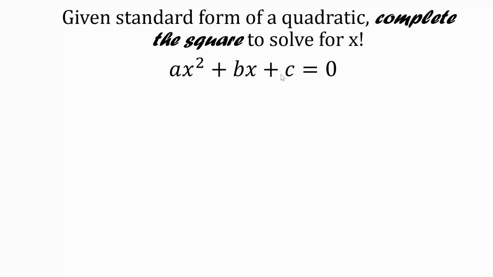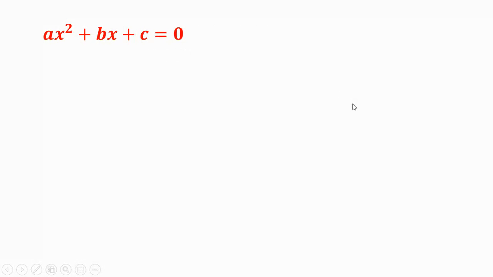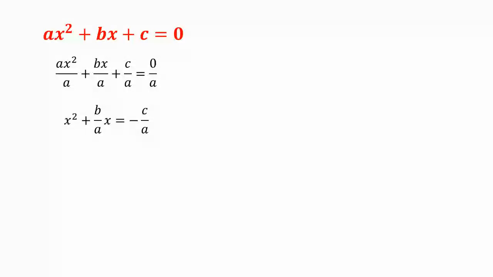So hopefully you gave it a try, and let's go ahead and do this together. So the first thing I'm going to do is I'm going to divide everything by a. Everything. Even the 0. So this is going to then leave me with x squared plus b over a x plus c over a equals 0. I will then go ahead and subtract c over a, right? Just like you do. And if you subtracted c first and then divided, that's fine as well.